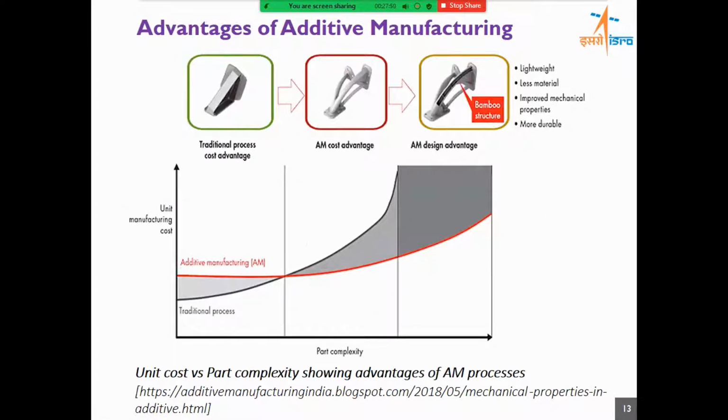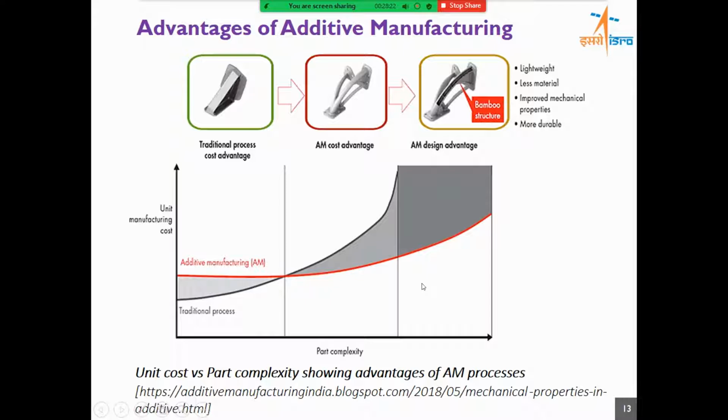So coming to the advantages of additive manufacturing, compared to the traditional process, additive manufacturing is cost effective when the part complexity is very high. You can see that when you are trying to make a complex part by conventional manufacturing, the cost is very high. Of course, for additive manufacturing, for the initial few numbers, it is almost constant, but it is slightly higher compared to traditional manufacturing. So when we make more in numbers or when you go for higher complexity, additive manufacturing has its own advantages.